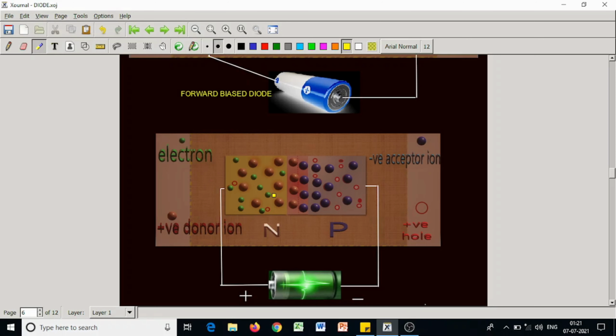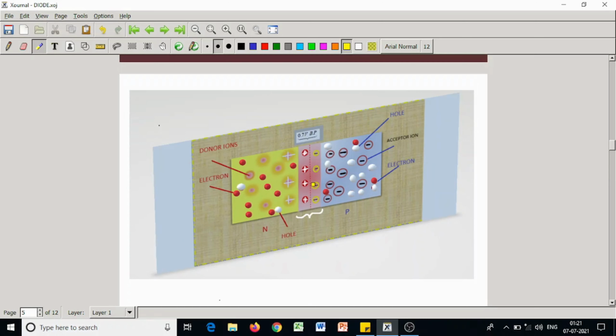The minority carriers, that is electrons in the P side and holes in the N side, flow down the potential barrier and constitute a small fraction of total current in the opposite direction. This is called reverse saturation current.